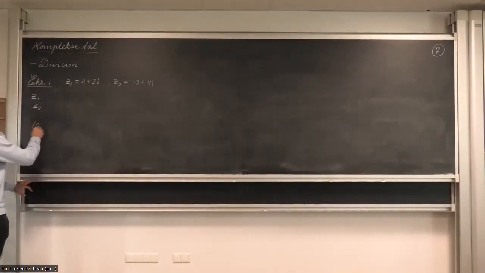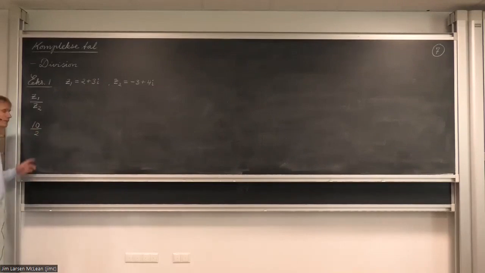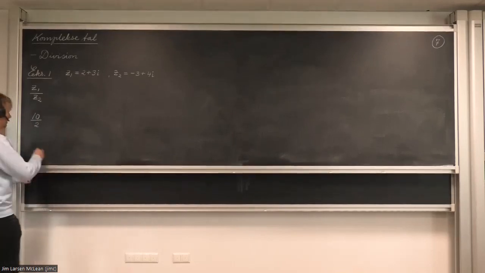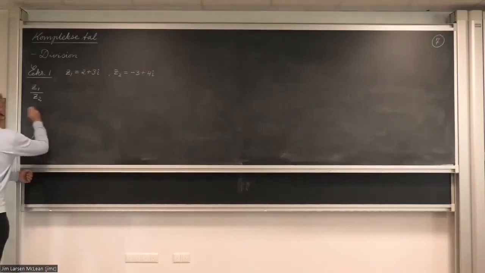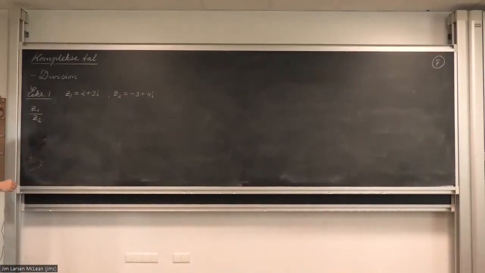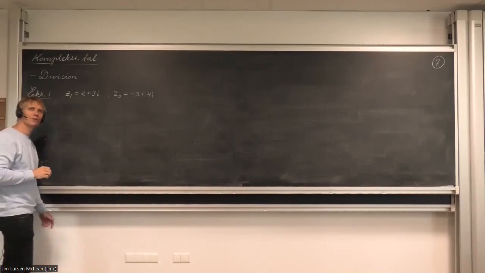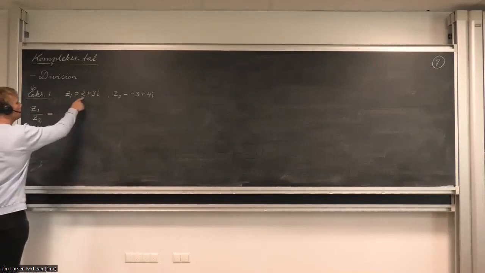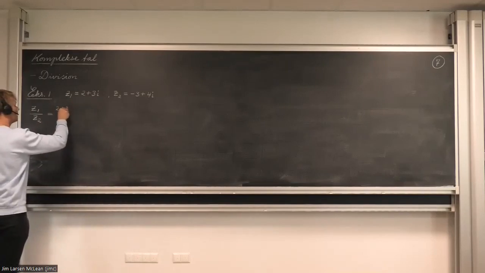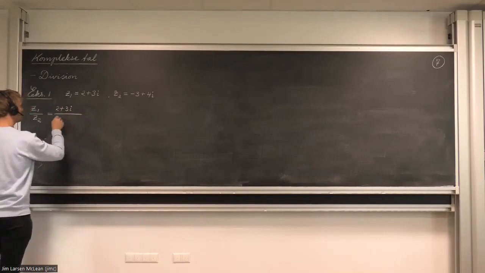What does 10 divided by 2 mean? It means the number that's multiplied by 2 gives 10. What does 10 divided by 5 mean? It means the number that's multiplied by 5 gives 10. So what does Z1 divided by Z2 mean? It means finding the complex number which, when multiplied by Z2, gives Z1. And then we can precisely check if it's correct that way. So to do this, I'll insert what I have, 2 plus 3i, and it needs to be divided by minus 3 plus 4i.